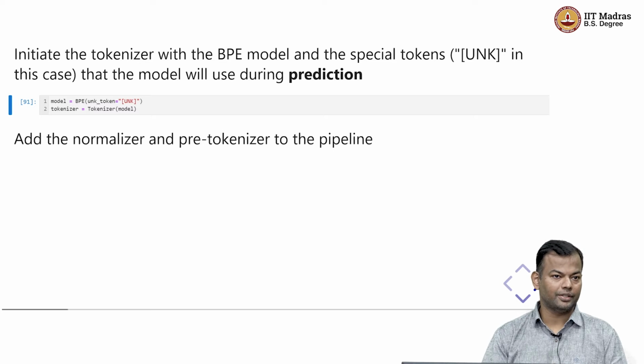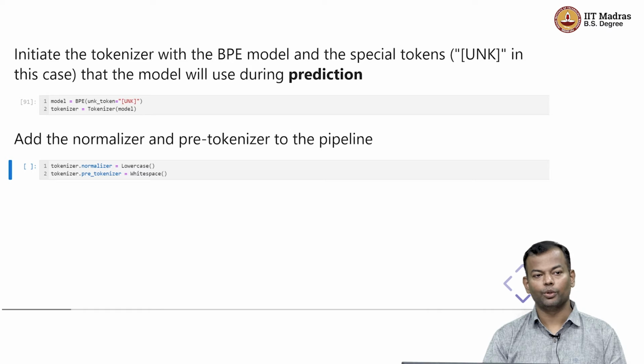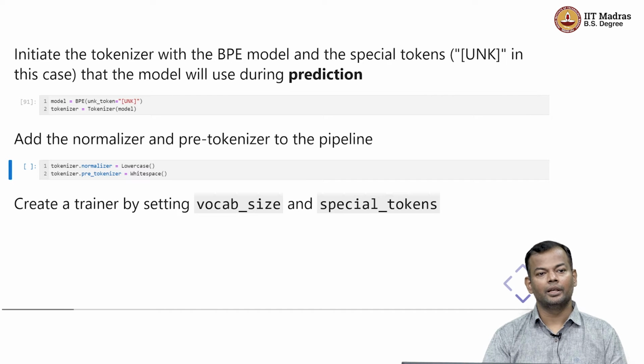And you're building a tokenizer. Now you'll add the normalizer and the pre-tokenizer. I have already run these cells before, so I'm not running them again. So the normalizer is lowercase, pre-tokenizer is white space, as we said.